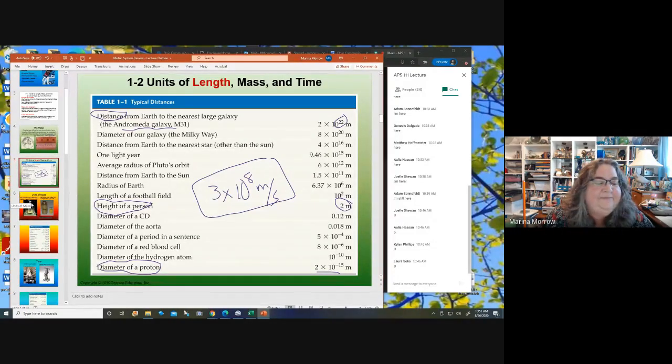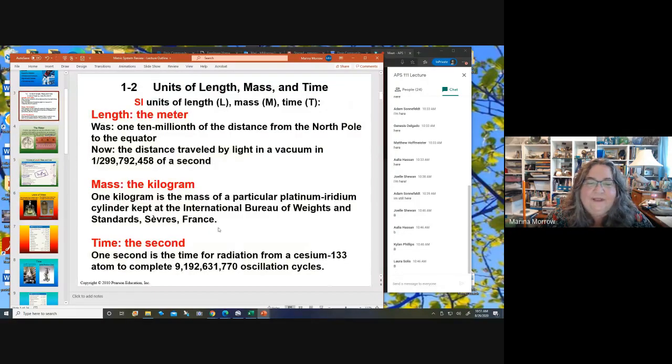Okay, so what about units of mass? Well, units of mass are the kilogram. Now, the kilogram is currently defined as the mass of a platinum iridium cylinder that's kept in the International Bureau of Weights and Standards in France.